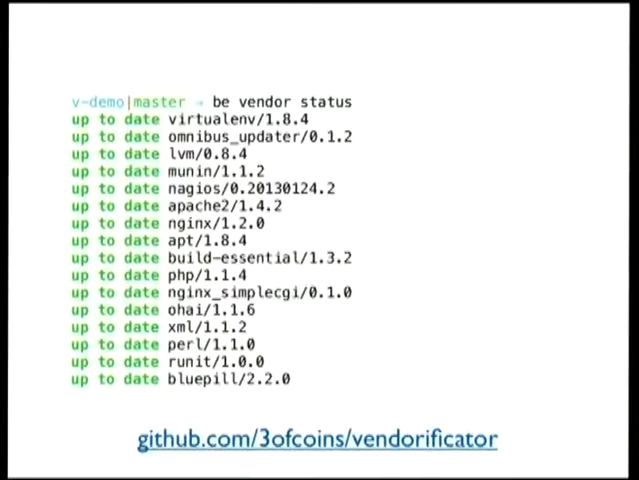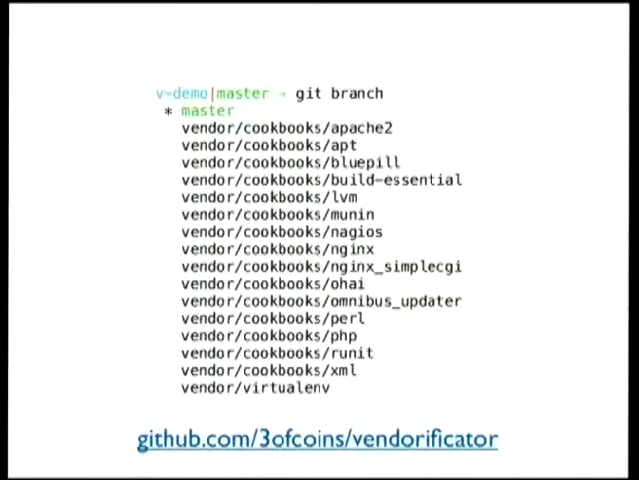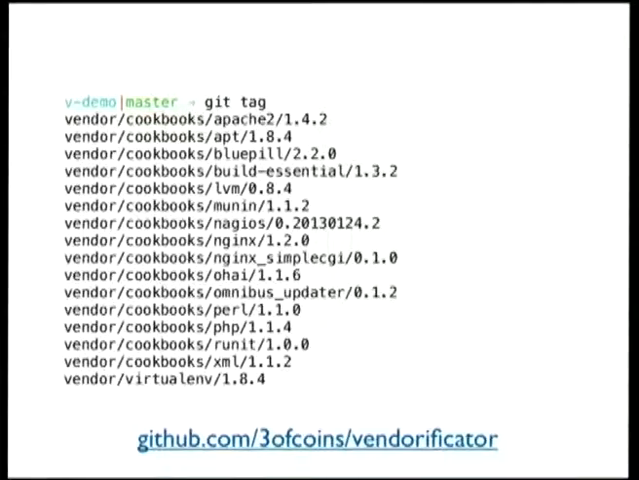And after that, we can see the status that everything is up to date, including the dependencies, including the cookbooks that the ones that we specified depend on. We can see that for every module, for every downloaded piece of software, a separate branch has been created. A separate tag in Git has been created for every version of download.